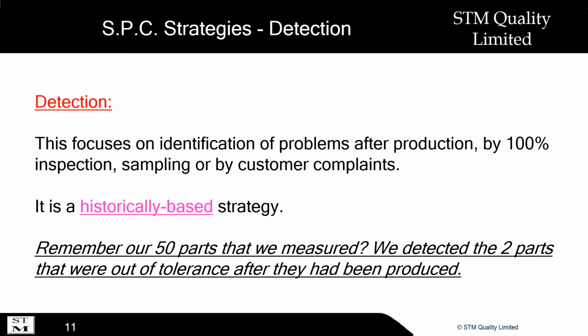Detection. This focuses on identification of problems after production by 100% inspection, sampling, or by customer complaints. It is a historically based strategy. Remember our 50 parts that we measured? We detected the 2 parts that were out of tolerance after they had been produced.